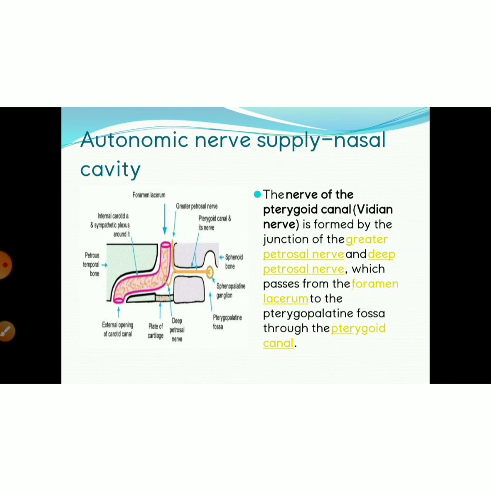So we talked about a Vidian nerve when we talked about the general plan of nerve supply of nasal cavity. The Vidian nerve is also called as nerve of pterygoid canal and is formed by greater petrosal nerve and deep petrosal nerve, which passes from the foramen lacerum to the pterygopalatine fossa through the pterygoid canal. So it is also called as nerve of pterygoid canal.